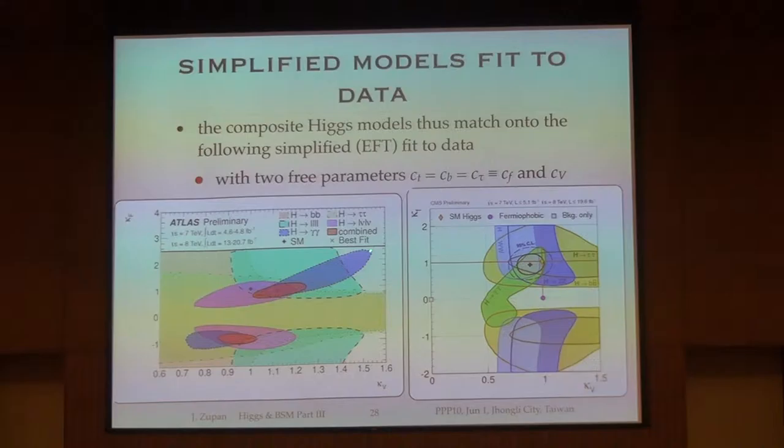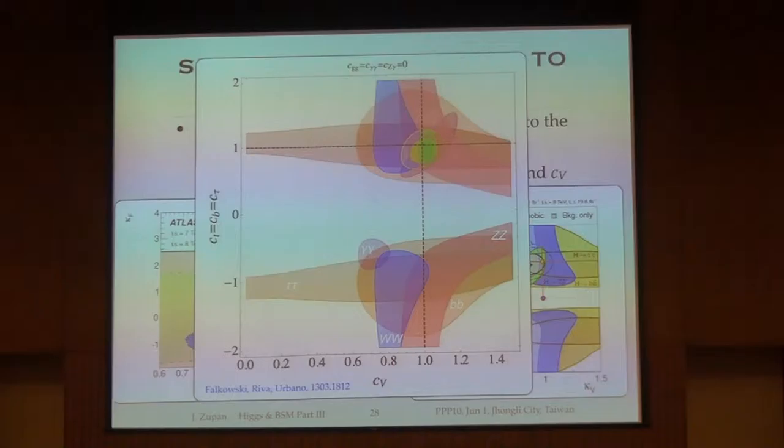Right? This is from CMS, this is from ATLAS. I also wanted to show that phenomenologists can combine the two, so you gain more. Of course, if you have combined two experiments, you're closer to the standard model, with different color coding for different contributions, so CV versus CF. As I said, different models will correspond to different one-dimensional curves here.